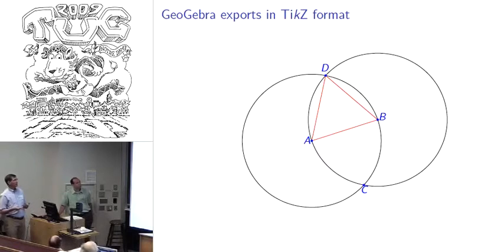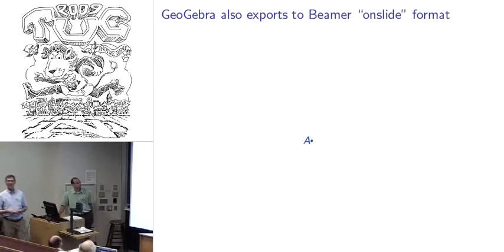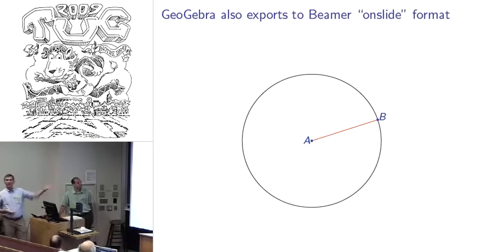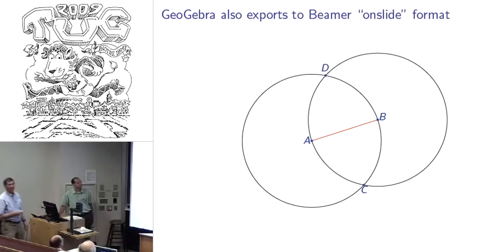There's another option that says export into Beamer format. You don't have to know anything about TeX. You do have to know a little bit about Beamer. And what you get then is boom, boom, boom, boom, boom, the exact actions that I did when I was constructing this in GeoGebra. Okay?